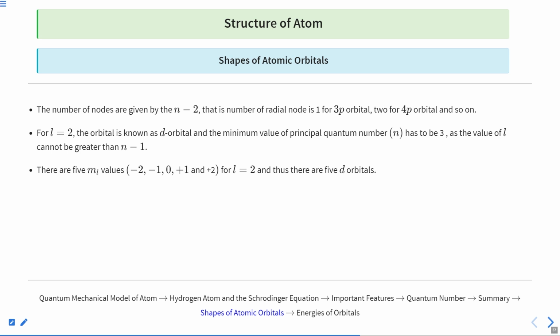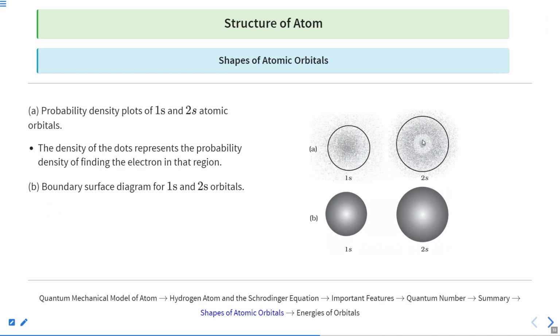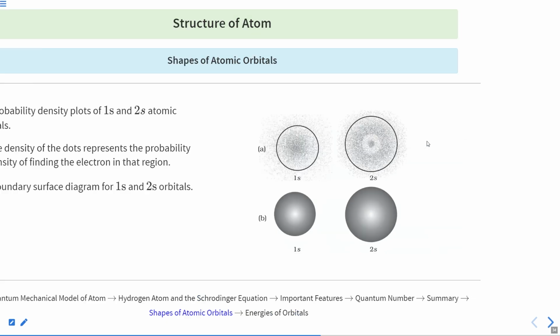Now what is the number of angular nodes? There are basically two types of nodes. I am not giving you the exact shape of that. The radial node, you know it. How does it look? It looks like this. You will see a ring here. In the case of the p orbital also, if we draw the boundary surface diagram, you will see the ring there also. Clear? Those are called radial nodes.